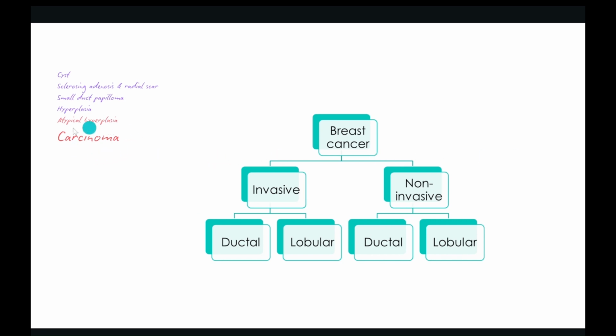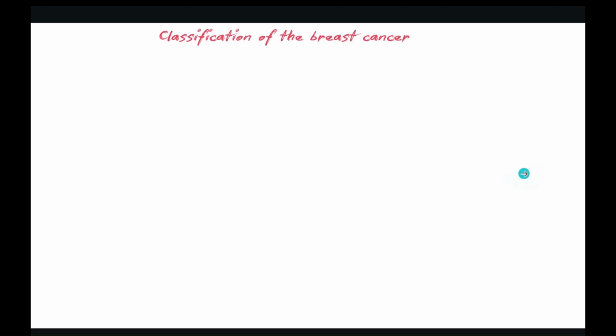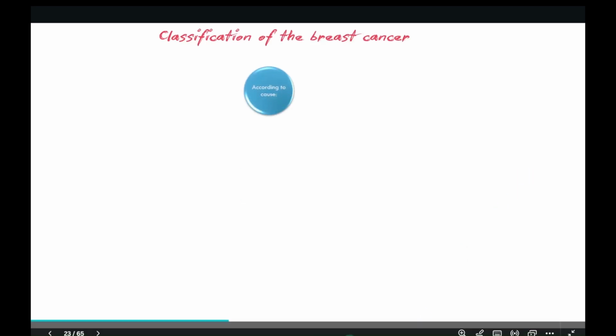The last and not the least disease in the ductolobular unit is carcinoma. Generally, the classification of breast cancer can be invasive or non-invasive. In both invasive and non-invasive, lobular and ductal, there is another type of classification, and we'll talk about them.